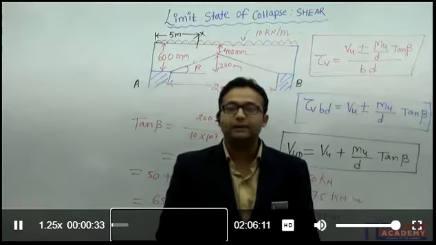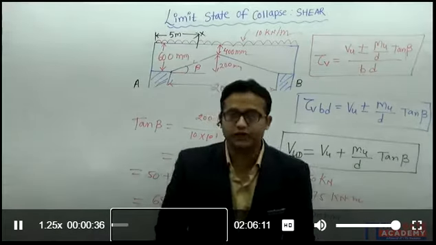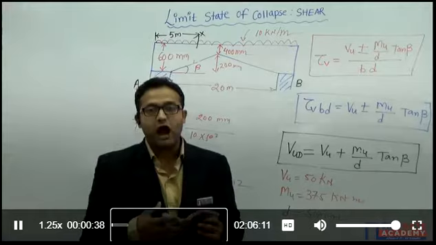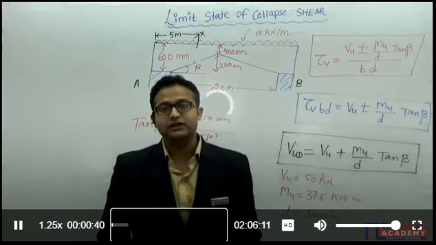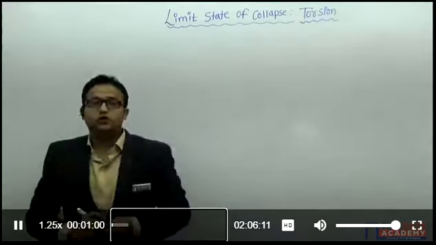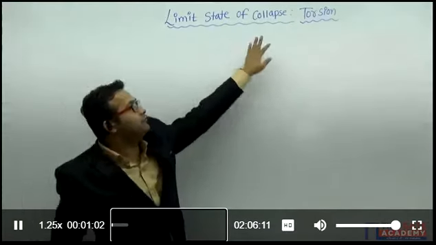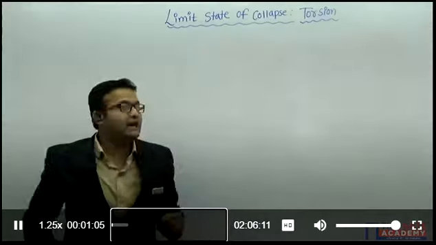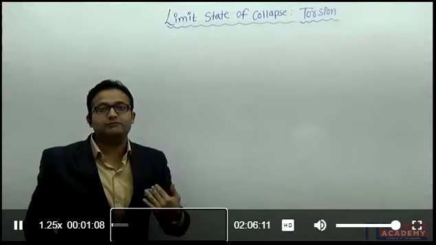Now we are going to start the limit state of collapse in torsion. If the torsion is coming into the picture, how we should design the beams. So our next chapter is the limit state of collapse in torsion. Now we are going to start the very important topic, limit state of collapse.